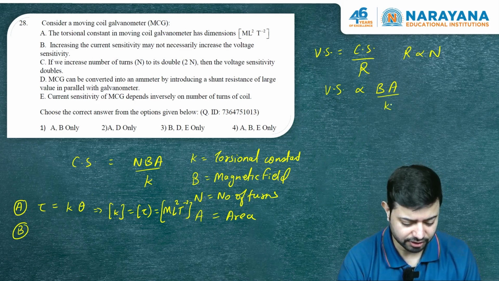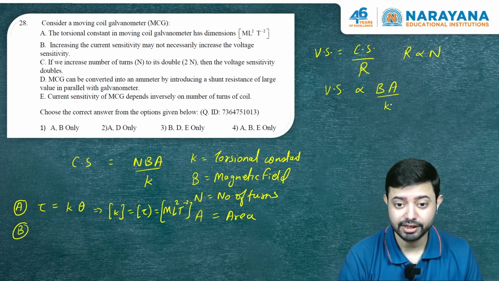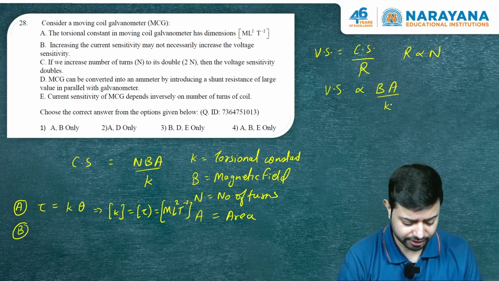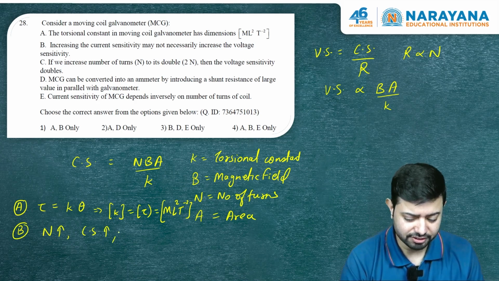So, increasing the current sensitivity may not necessarily increase the voltage sensitivity. It is true, it is given may not. Is it correct? Let us see. You can take an example. Suppose n is increased, what happens to current sensitivity? It increases. But what happens to voltage sensitivity?